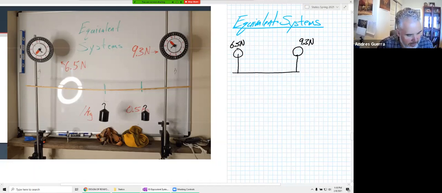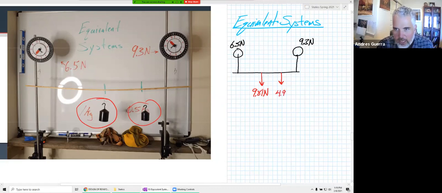This first mass is about right here or so. And that's, as shown in my picture over here, 1 kilogram. So 9.81 newtons, converting it into newtons there. And then I've got a half a kilogram over there at that one, and that one's acting about right there. And this one is 4.905 newtons for that half of a kilogram.